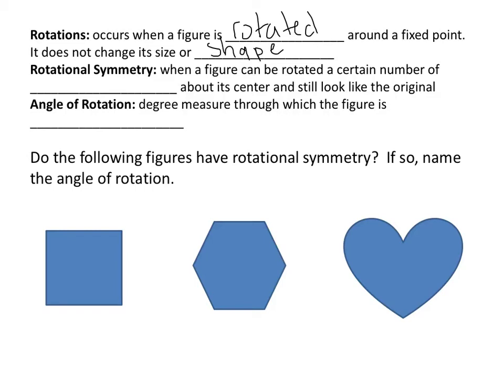One thing we can look at is rotational symmetry. So rotational symmetry is when a figure can be rotated a certain number of degrees about or around its center and still look like the original figure. And then the angle of rotation is the degree measure through which the figure is rotated.